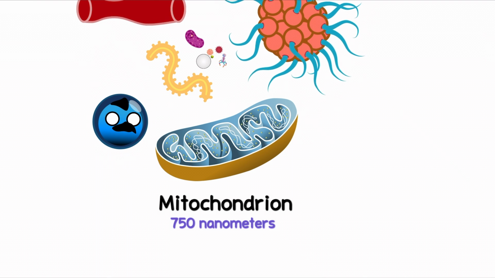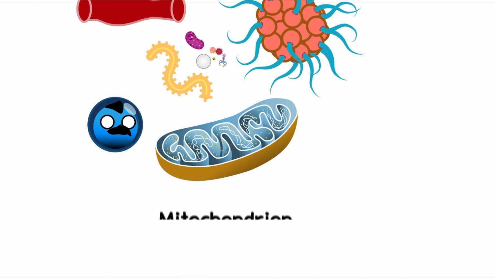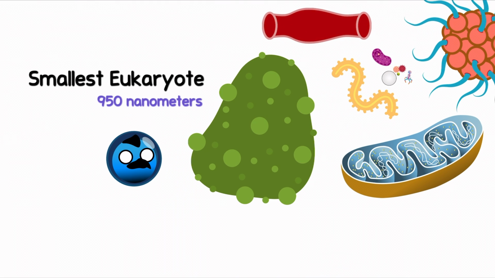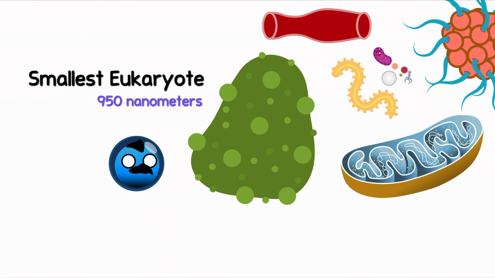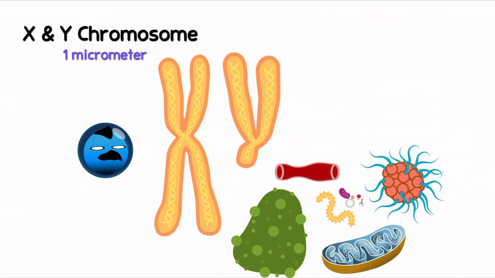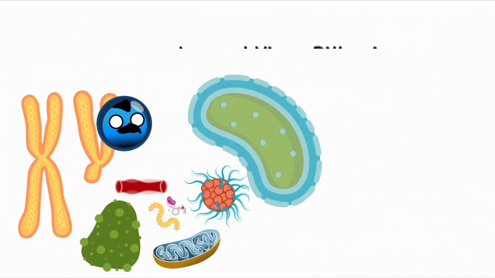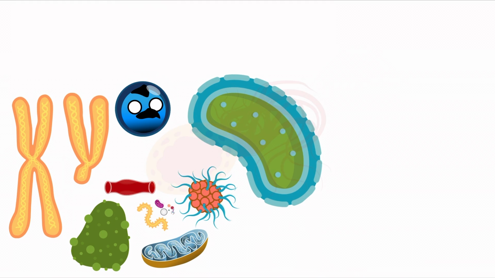Mitochondrion, 750 nanometers, produces energy for cells through cellular respiration. Smallest eukaryote, 950 nanometers, single-celled microscopic organism with a nucleus. X and Y chromosome, 1 micrometer. Largest virus, pithovirus, 1.5 micrometers. Ancient viruses preserved in the frozen soil for thousands of years.